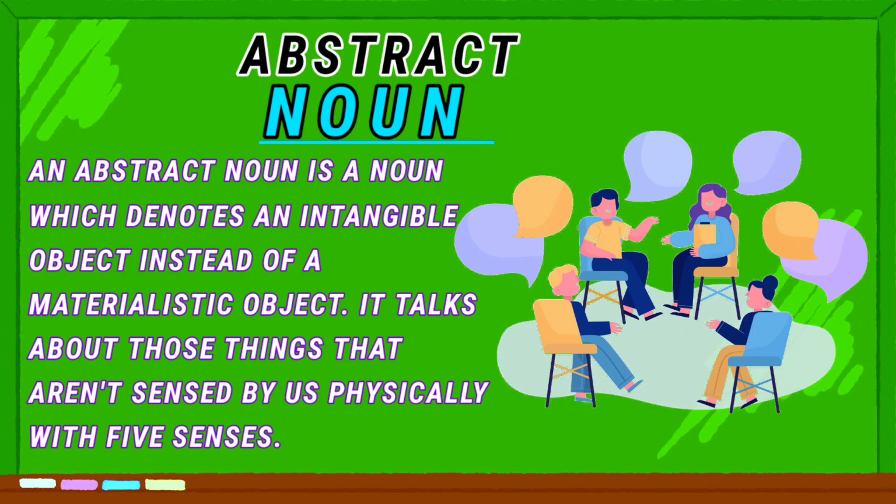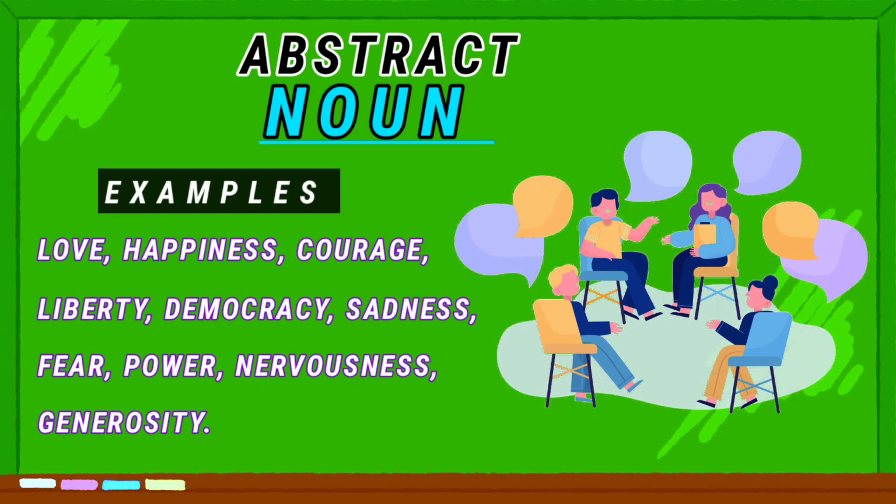So if I say some examples here in order to describe them deeply, then you can see here some examples. So if I take here the first example, and this is love. Can we see? Can we touch? Can we smell? No, we can't do this thing. Rather, we can feel it inside. That is why love is an abstract noun.